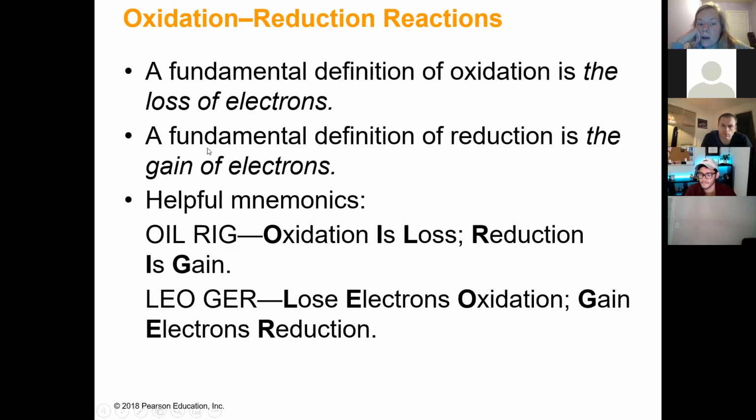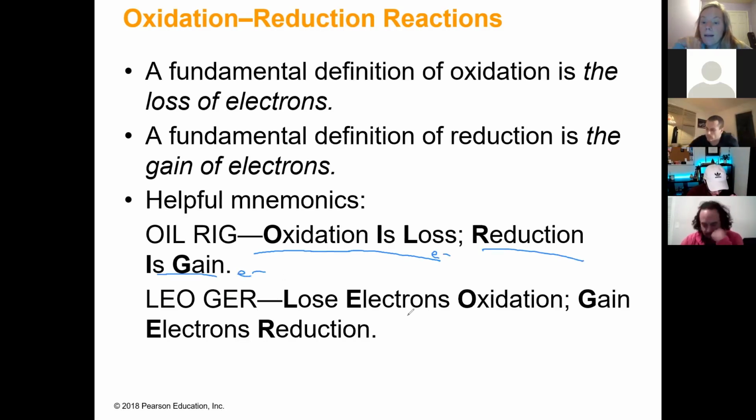I just want you to understand it on a concept level. There are two mnemonics that can be helpful. I tend to just stick with OIL RIG. OIL RIG tells me that oxidation is loss, specifically, oxidation is loss of electrons. Reduction is gain of electrons. What I'm writing right now is not what I would expect you to be able to do. I'm just using it as a way to explain this concept, okay?